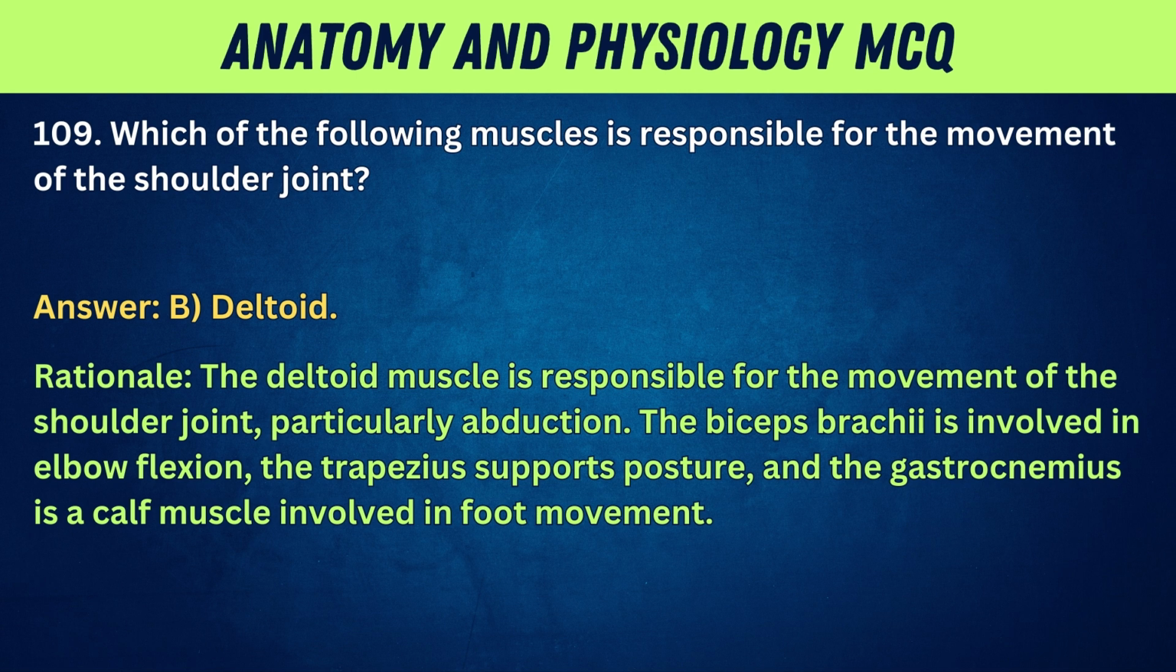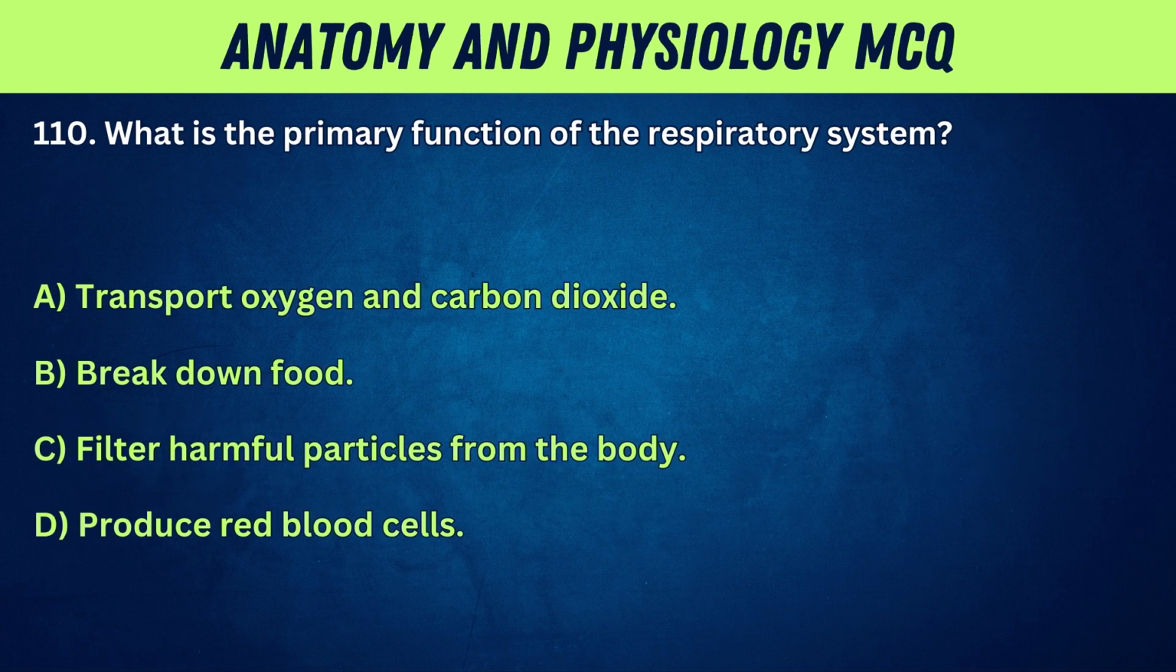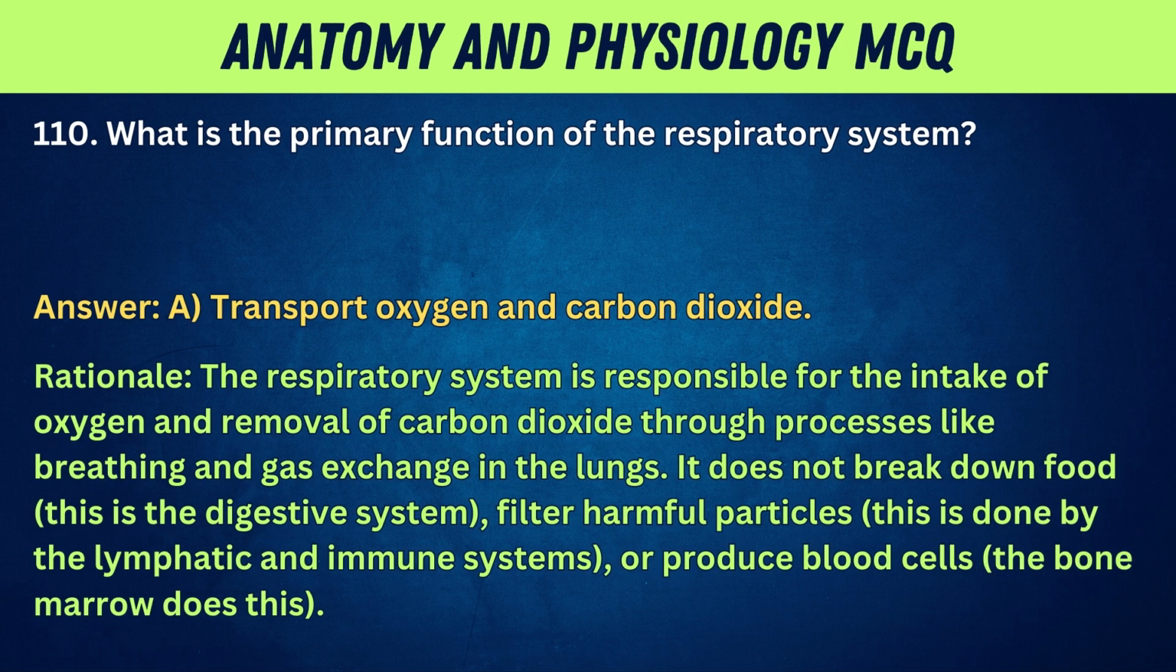110. What is the primary function of the respiratory system? A. Transport oxygen and carbon dioxide. B. Break down food. C. Filter harmful particles from the body. D. Produce red blood cells. Answer. A. Transport oxygen and carbon dioxide.